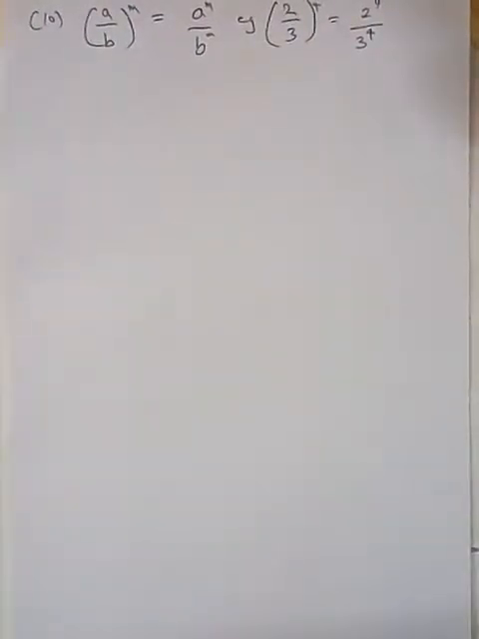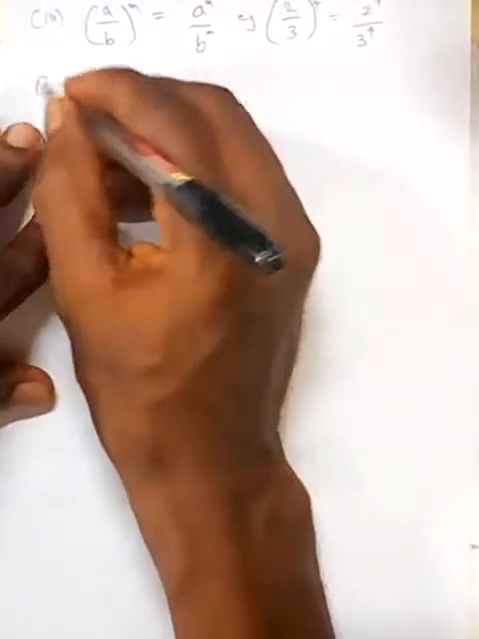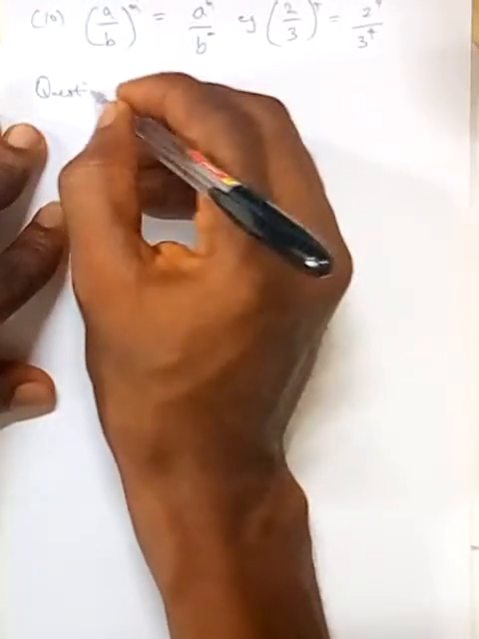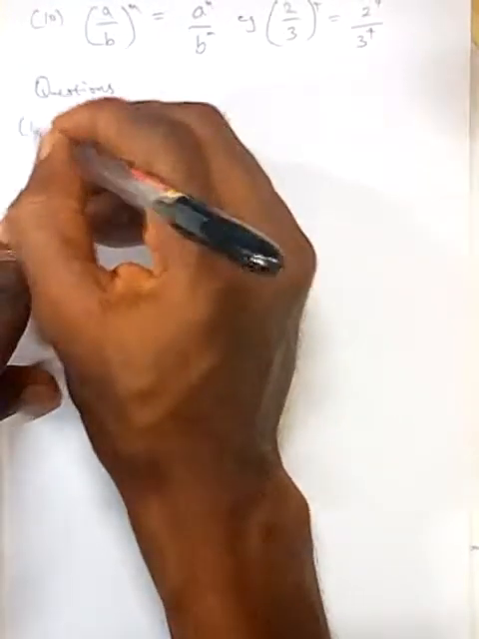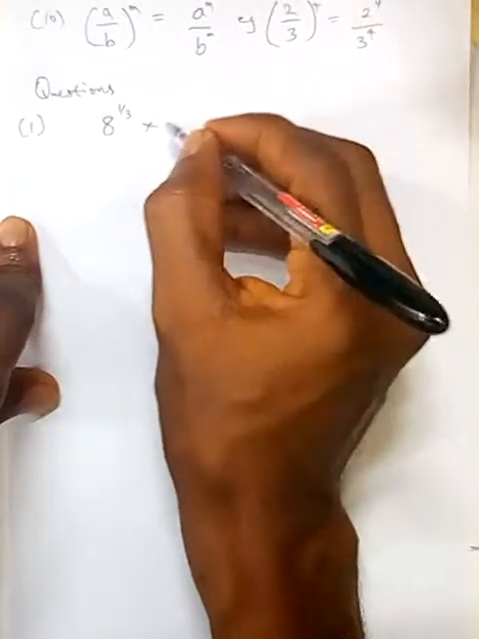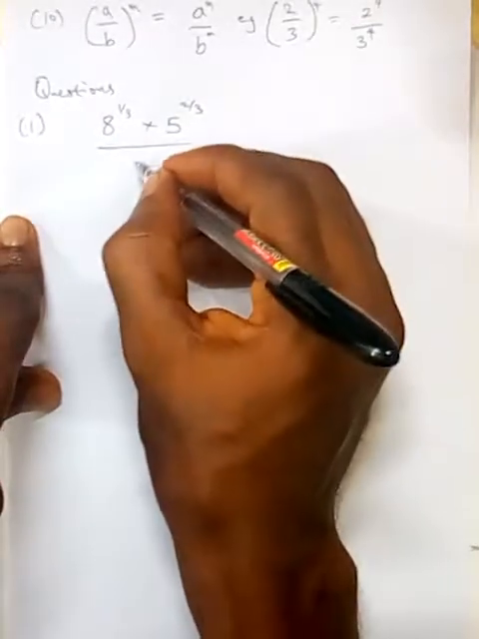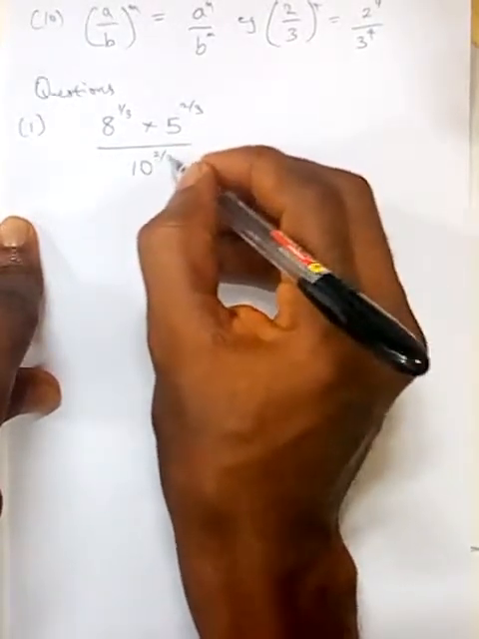Now when you know the laws, the next thing is to apply the laws to questions. So let's take questions. Question 1. The first of them says evaluate 8 raised to power 1 over 3 times 5 raised to power 2 over 3 over 10 raised to power 2 over 3.